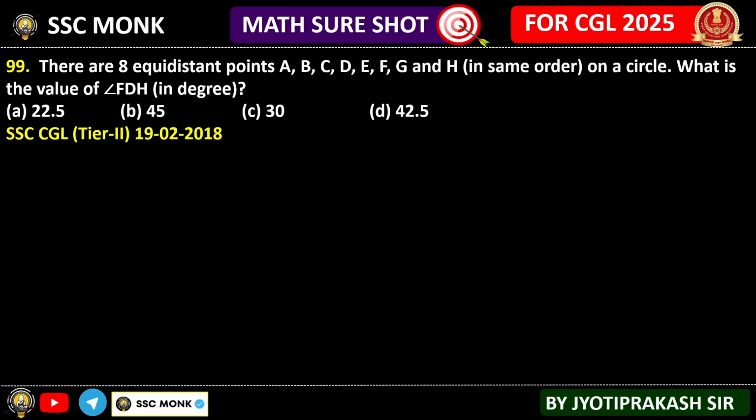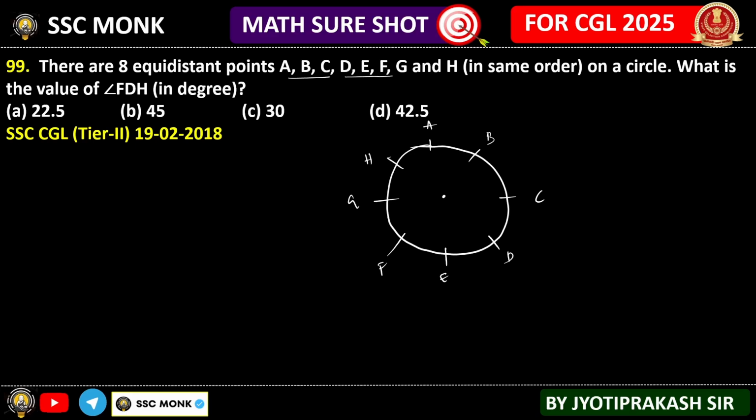Next, there are 8 equidistant points A, B, C, D on a circle. What is the value of FDH? So 1, 2, 3, 4, 5, 6, 7, 8 equidistant points on the circle: A, B, C, D, E, F, G, H. Now each part makes an angle of 360 degree divided by 8. That is equal to, 8 4s are 32, 40, 8 5s are 40. So each angle is equal to 45 degree.